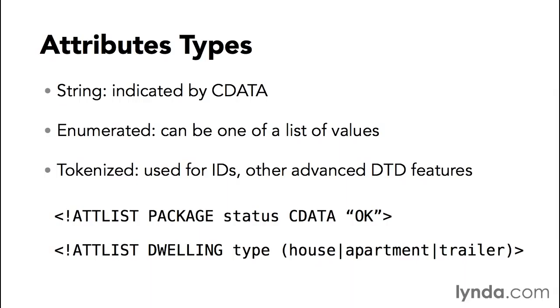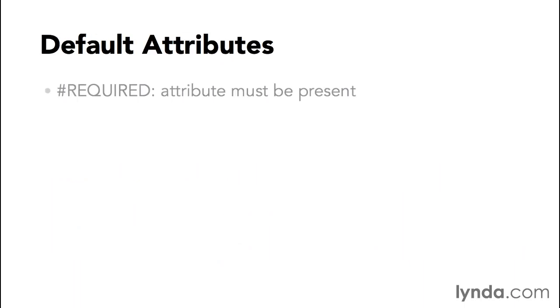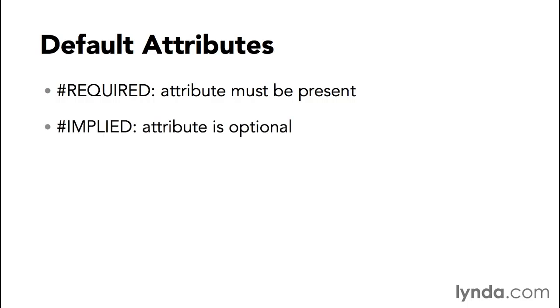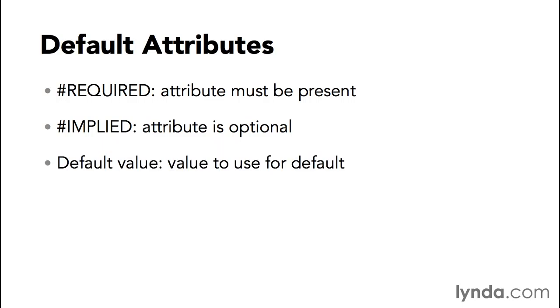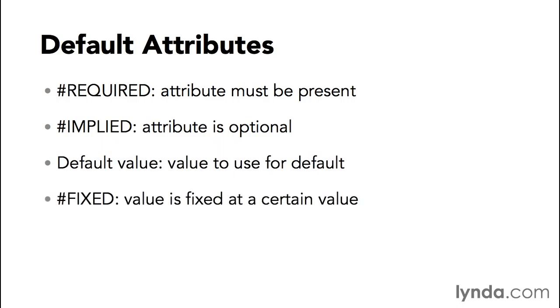The default declaration is a way of defining not just default values, but how the attribute should be viewed by the processor. And there's a couple of ways you can modify the default declaration. There's the required keyword, which means that the attribute has to be included in the XML data. There's the implied keyword, which is indicated by #IMPLIED. And in this case, the attribute for an element is optional. There's also the default value, which is the value to use for the default. And there's fixed, which means the value is fixed at a certain value.